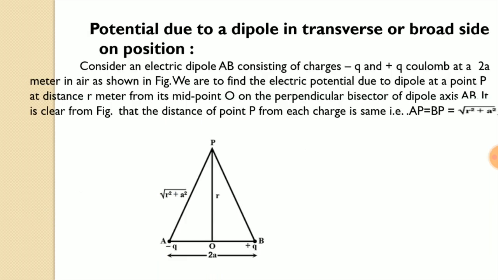Now, potential due to a dipole in transverse or broadside position. Consider an electric dipole AB consisting of charges minus Q and plus Q coulomb at 2a meter separation in air as shown in the figure. We have to find the electric potential due to the dipole at a point P at distance small r meter from its midpoint O on the perpendicular bisector of the dipole axis AB. It is clear from the figure that the distance of point P from each charge is the same, that is AP is equal to BP is equal to under root r square plus a square.